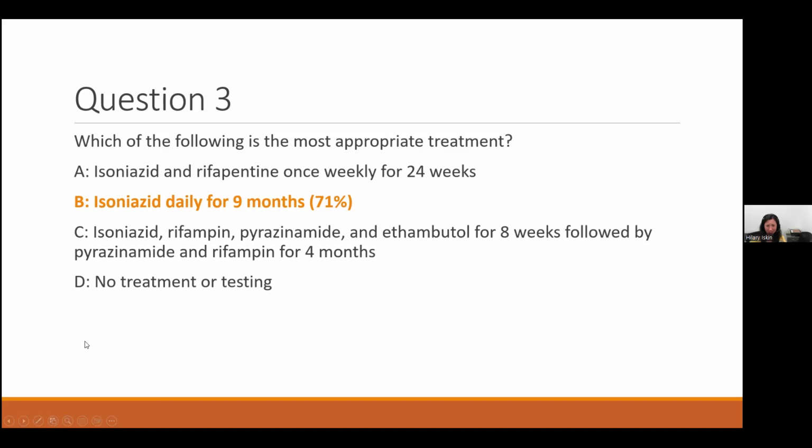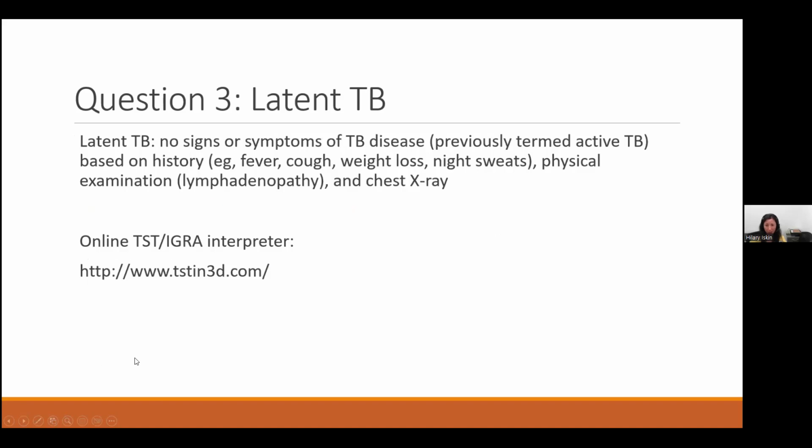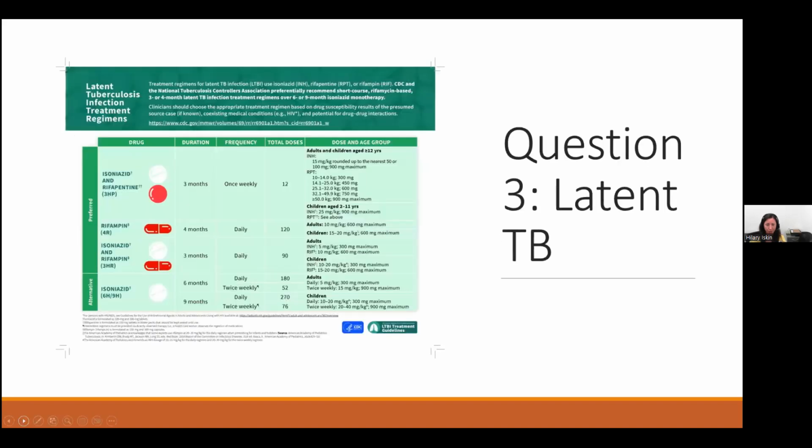Amazing. Thank you so much, Aya. And you're absolutely right. We're treating latent TB here. They don't have any signs or symptoms of TB on history, and like you said, exam and chest radiograph don't show any signs of active TB. Maybe I'll turn it over to Will. I just put a diagram with the regimens here.